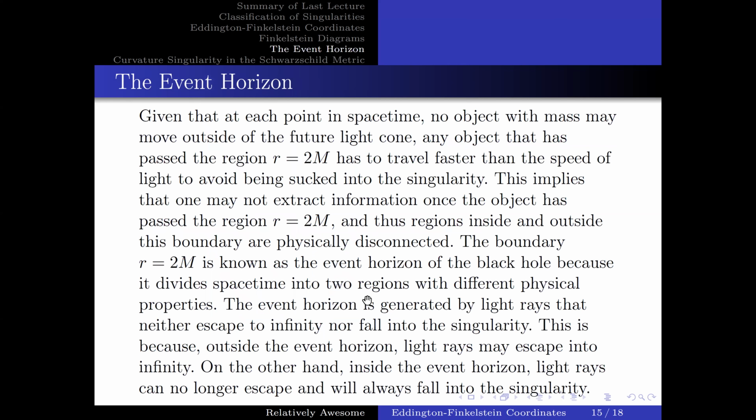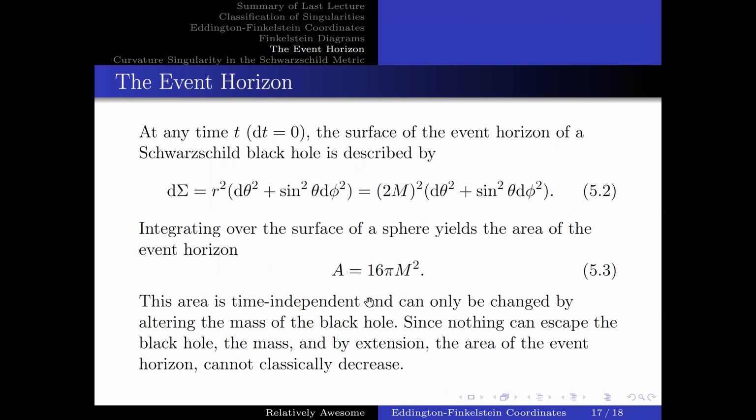At any time t, dt equals zero. Therefore, the surface of the event horizon is described by the following. Integrating over the surface of a sphere yields the area of the event horizon. This area is time independent and can only be changed by altering the mass of a black hole. And since nothing can escape the black hole, the mass and by extension, the area of the event horizon cannot classically decrease.